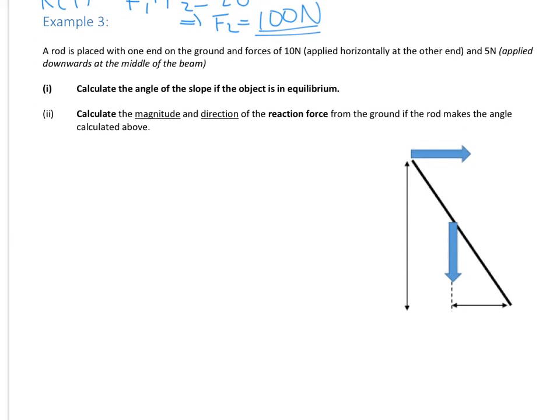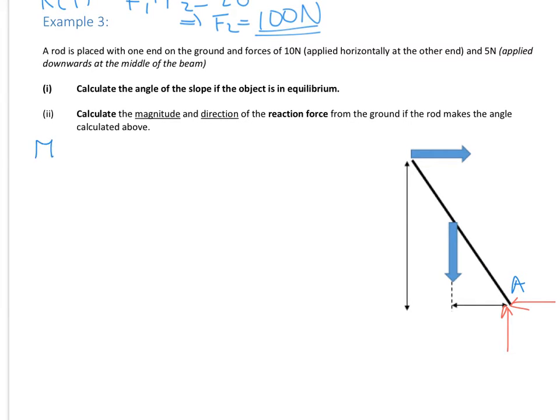So what if we introduce some angles? A rod is placed with one end on the ground and forces of 10 newtons and 5 newtons are applied in various locations on the beam. And we want to calculate the angle of the slope if the object is in equilibrium. So the force on the ground is going to have to be in two directions because we've got a force horizontally, so there's going to have to be a horizontal reaction force, and there's going to be a downward force, so there's going to have to be an upward one here to keep it in equilibrium. And let's call this location where it touches the ground A.